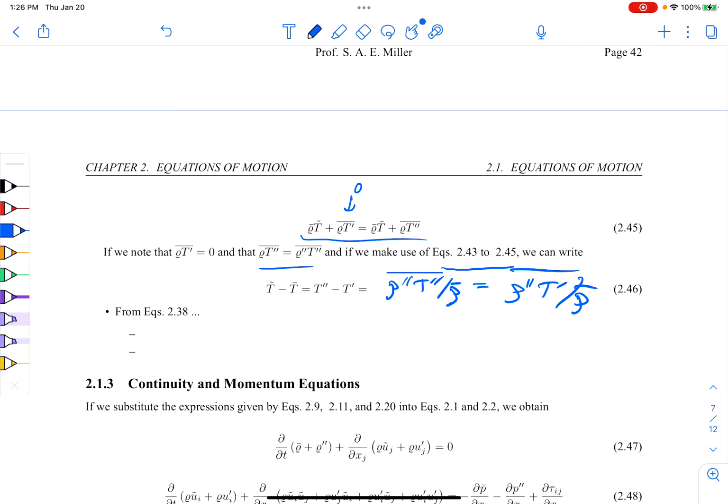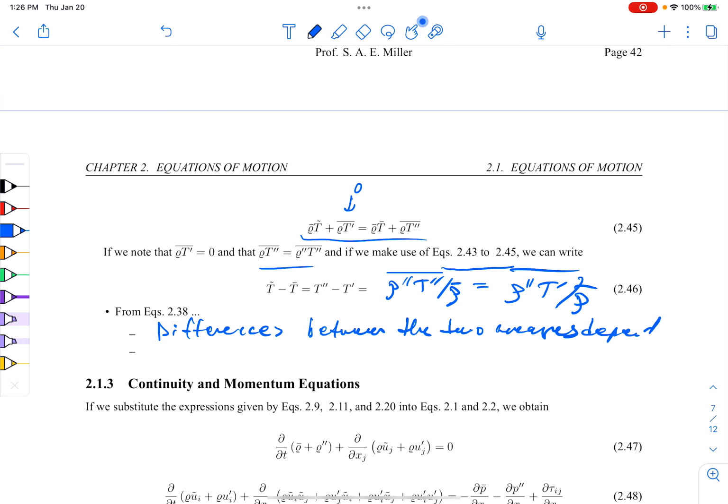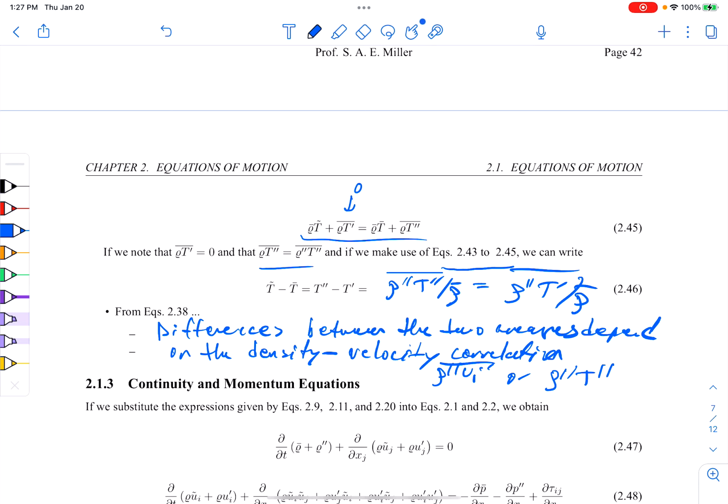Okay, a few other notes. You'll see that the differences, and what's the bottom line, between the two averages depend on the density velocity correlation, which is rho double prime ui prime bar, or rho double prime t double prime bar.